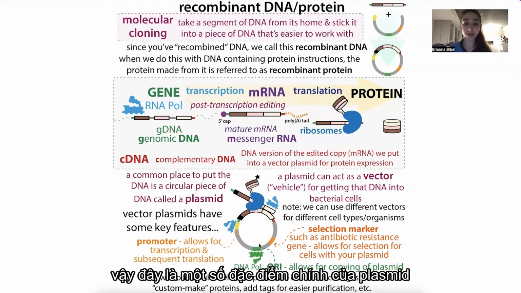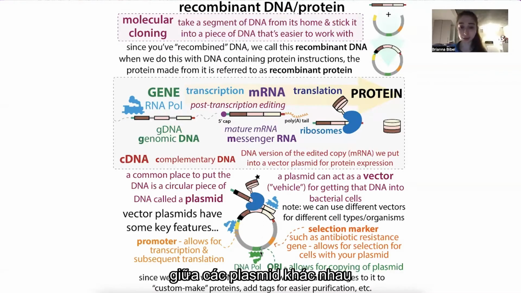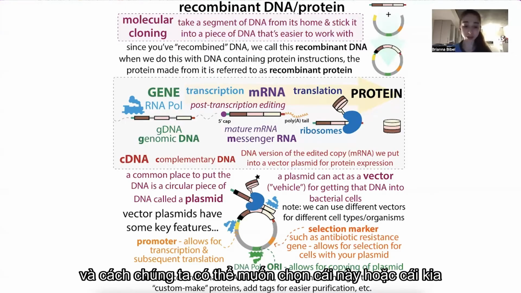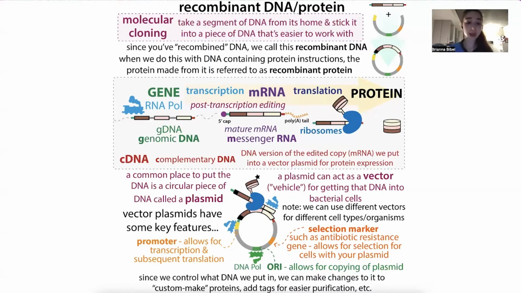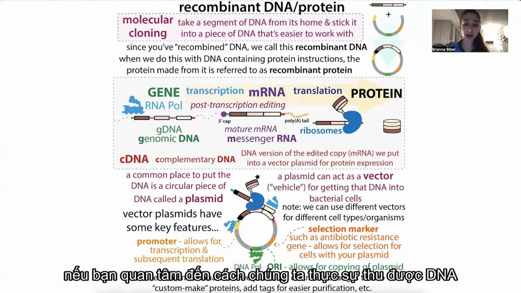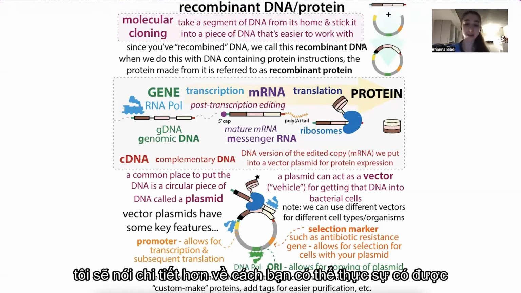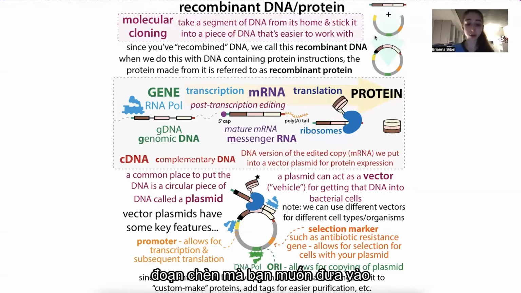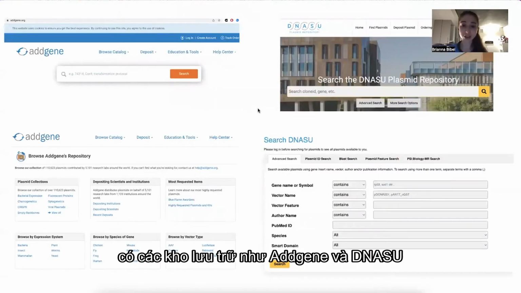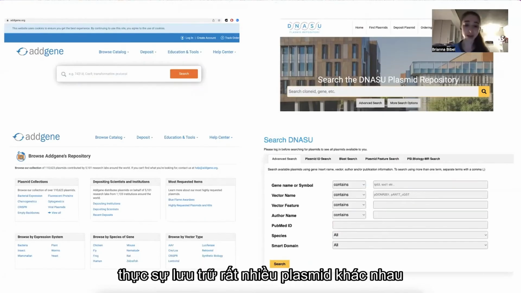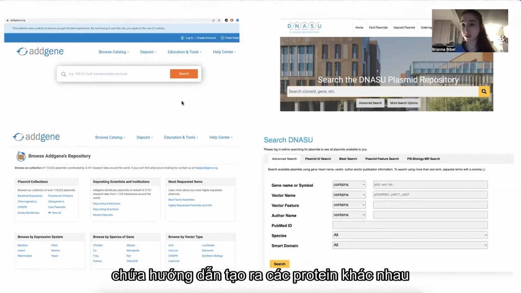So these are some different key features of plasmids, and then we'll look at how these can differ between different plasmids and how we might want to choose one or the other. If you're interested in how we actually go about getting the DNA, I'll go into more detail about how you can actually get the insert that you want to put in. There are depositories like Addgene and DNASU that we'll look at that actually host a lot of different plasmids with the instructions for making different proteins.